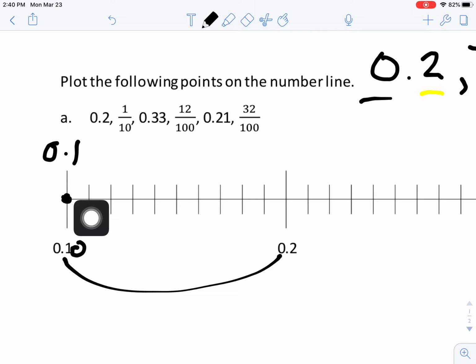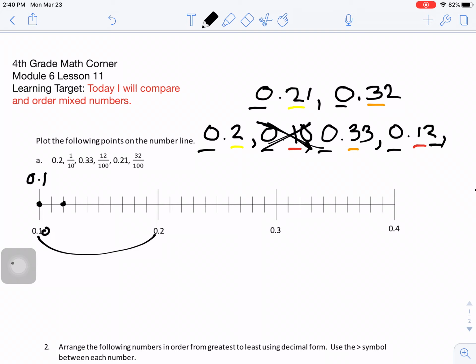11/100ths, or 1/10 and 1/100th. The next line is going to be 12/100ths, or 1/10 and 2/100ths, which is what I'm looking for. I'm going to label it 0 and 12/100ths. I'm going to cross it off so I don't use it again.